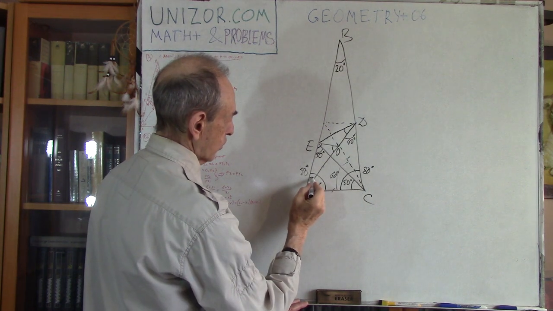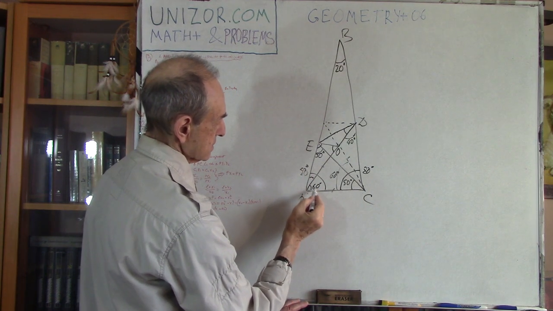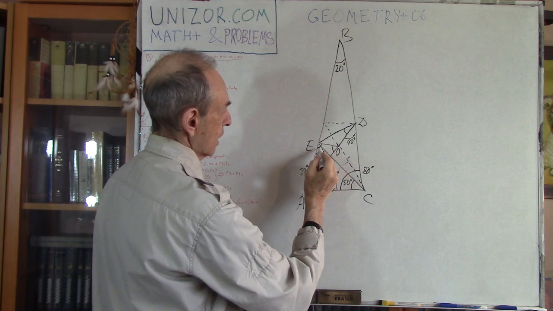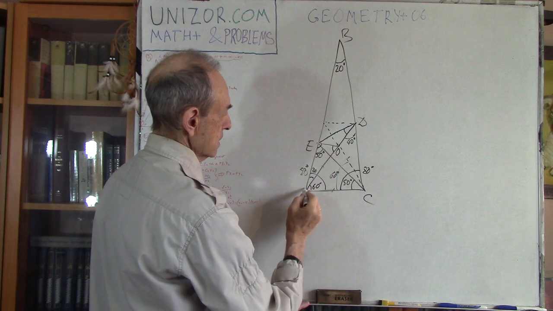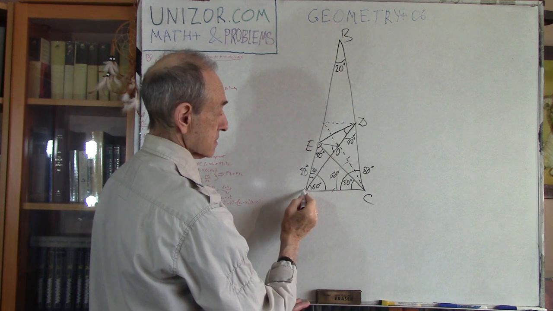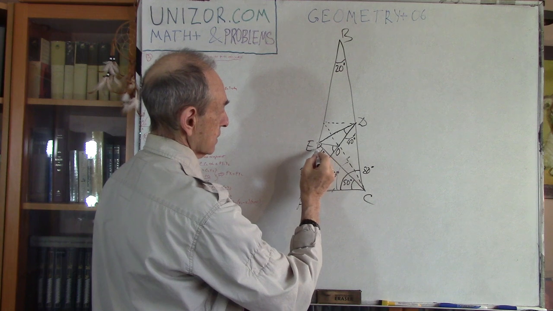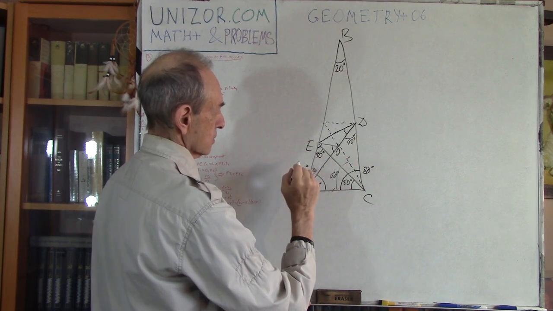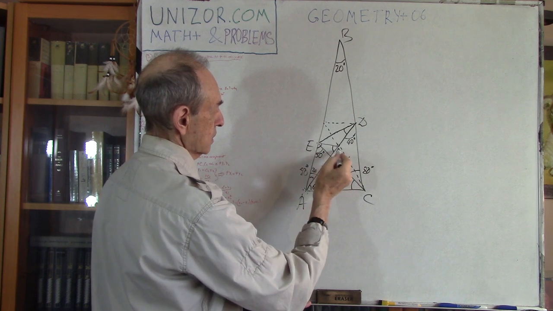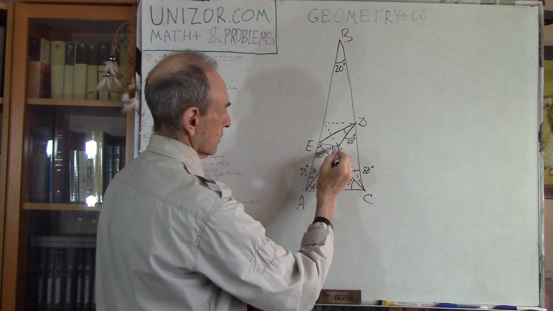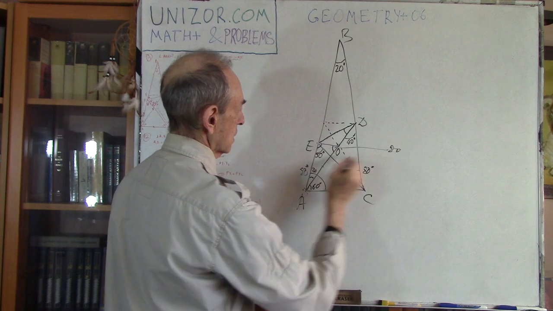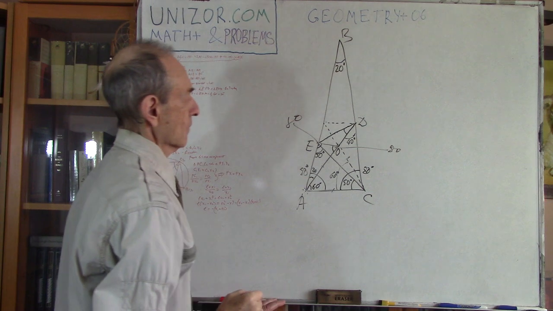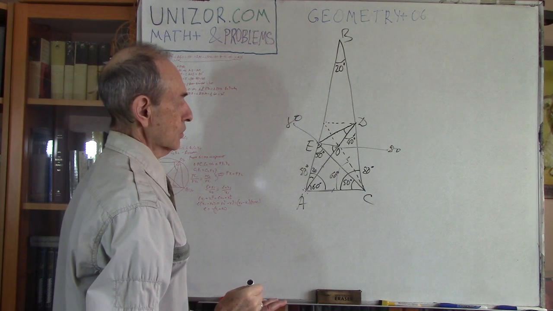Now this one is what? If this is 80 minus 60, this is 20, right? And since these are equal to each other, because AE and AO are of the same length and equal to AC, then this is supposed to be what? If this is 20 and this is again isosceles triangle, that would be 80 and 80. So this one would be 80 and this one would be 80. All right, that's good.